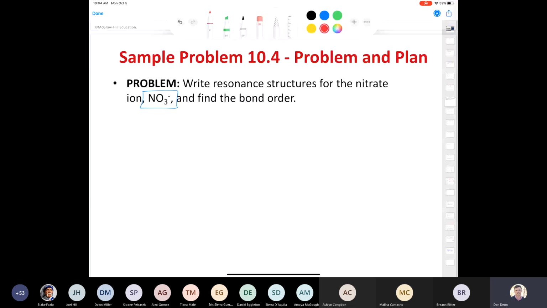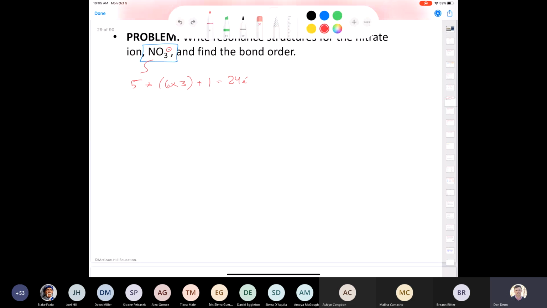So nitrogen is in group 5A. It's got 5 valence electrons. Oxygen is in group 6A. It's got 6, but there's 3. And then we add 1 for the negative charge. And so that's 18 plus 6, which gives us 24 valence electrons. Okay. Let's see, what else? We're going to have our nitrogen in the center. Let me move my slide up a little bit. Okay, so nitrogen is going to be in the center.